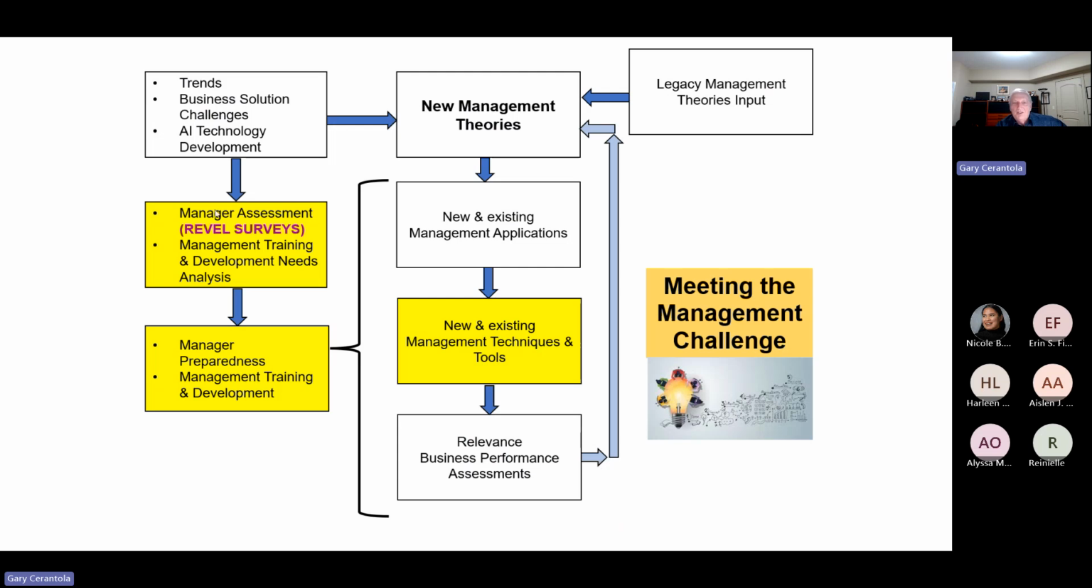So these two pieces that we're doing in the course, in terms of the Rebel surveys and understanding what's going on, and you're going to see in assignment number 3, we're really looking at a career development plan for managers. So you'll get a sense of what you need in the future, and that will allow you to be part of the solution in terms of looking at new and existing management applications, at new management techniques and tools, and looking at the relevance in the performance assessments. Are these things working? And if they aren't, then let's go back and change what we need to do, or recalibrate.